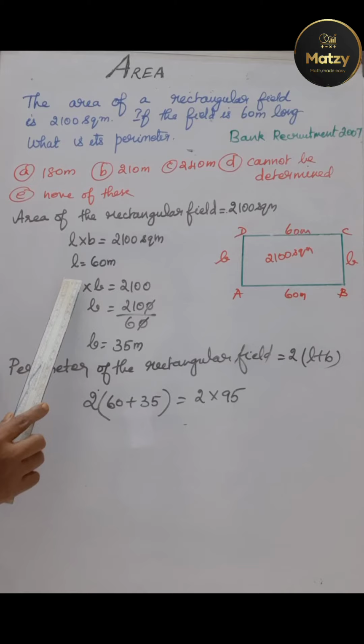So, L into B is equal to 2100. So, 60 into B is equal to 2100. So, what is B value? 2100 by 60, that is 35 meters.